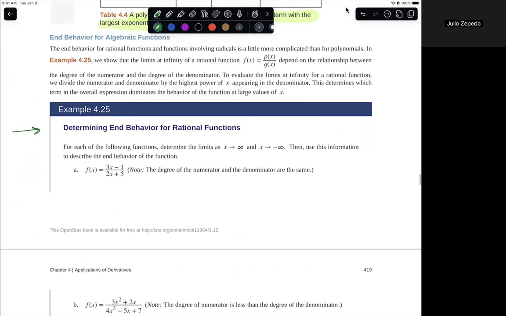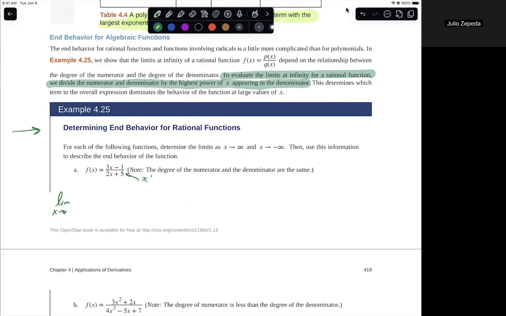Okay. Now I think they give us a little rule here to use. It says here to evaluate the limits at infinity for a rational function, we divide the numerator and denominator by the highest power of x appearing in the denominator. This is going to be useful for us. So let's do that. In the denominator, the highest power appearing is x to the first power. And so in order to do the limit of this function f of x as x approaches infinity, we're going to divide.